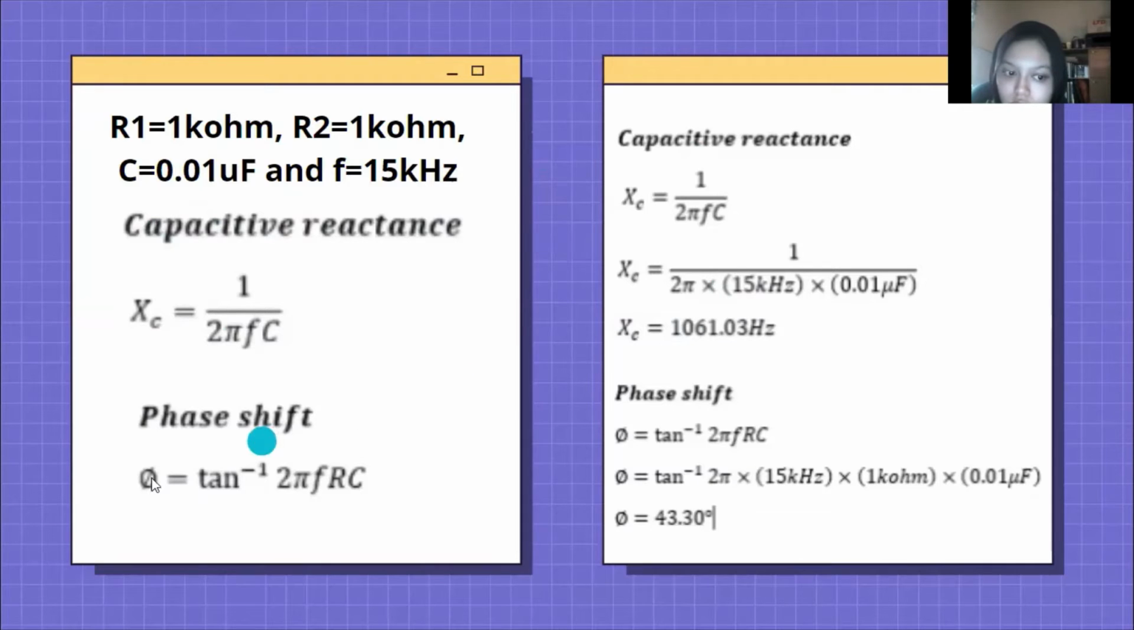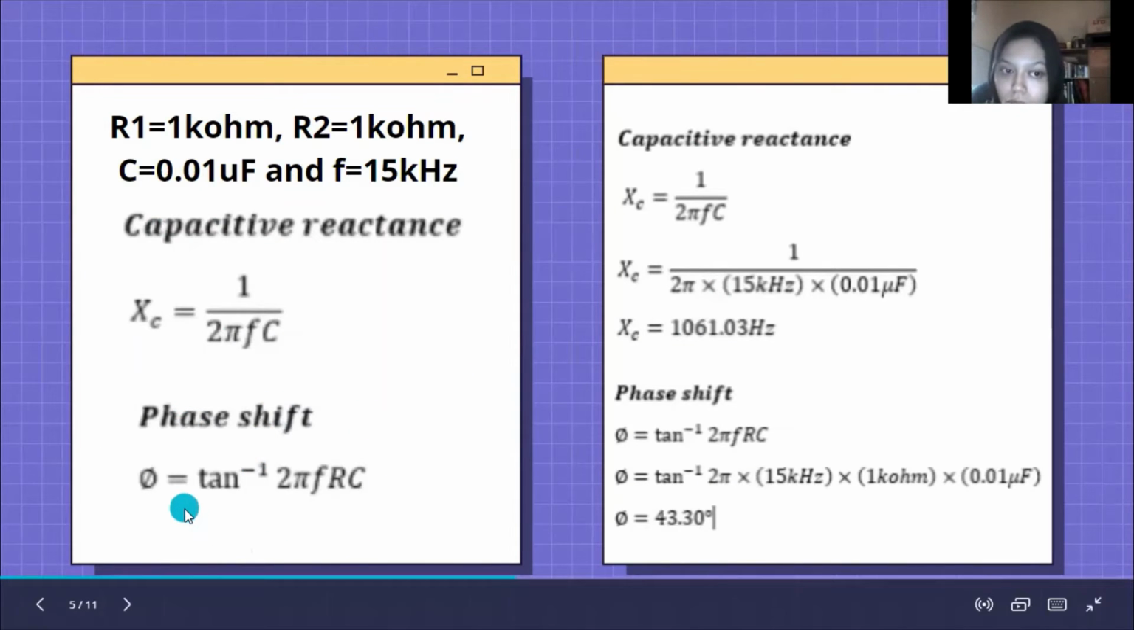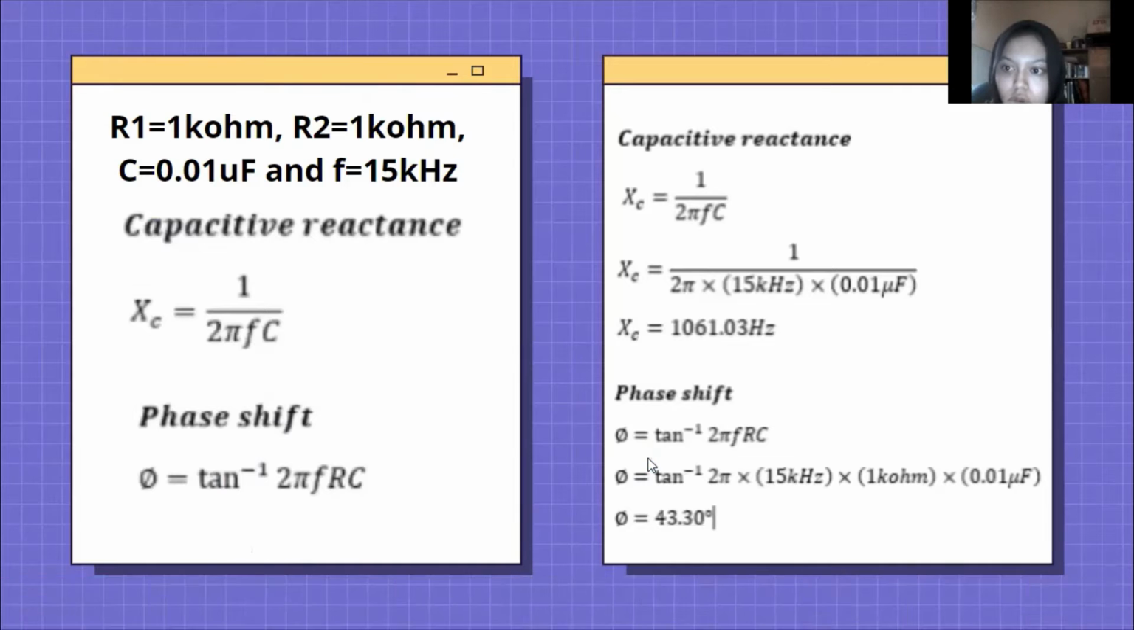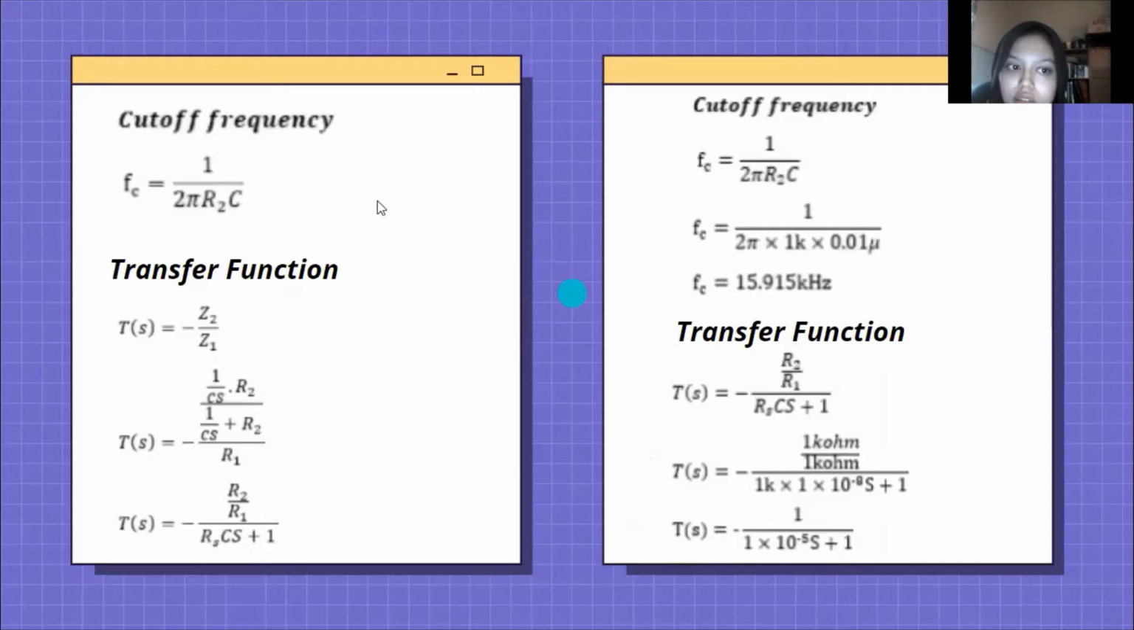And as for phase shift, this is the formula, and after we use the values given here, the phase shift we get is 43.30 degrees. As for cut-off frequency, this is the formula, which is 1 over 2 pi R2C. And after using all the values given also, the cut-off frequency is 15.915 kHz.